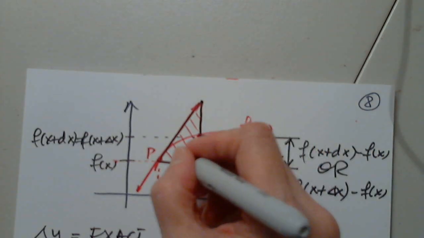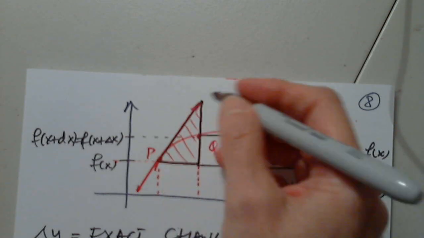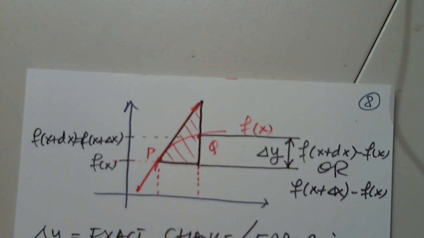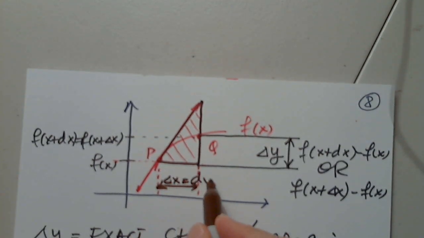And don't forget, Q is very close here. This is a huge triangle. The triangle should be tiny, but I have to zoom in. So we already know that this is delta x or dx.